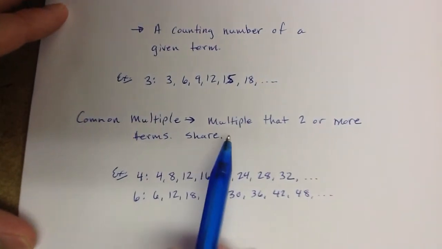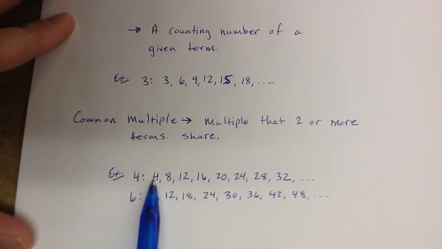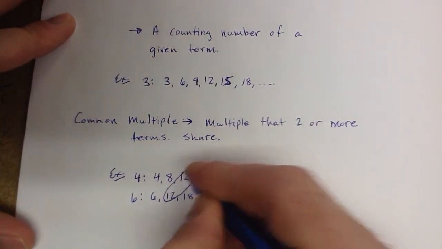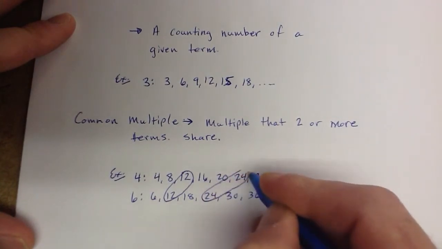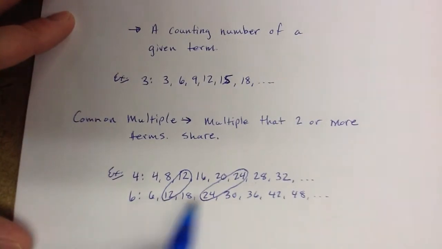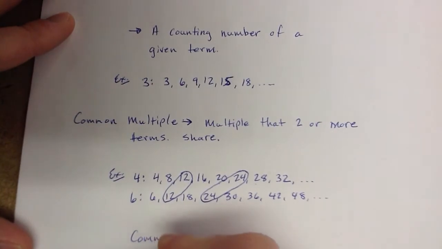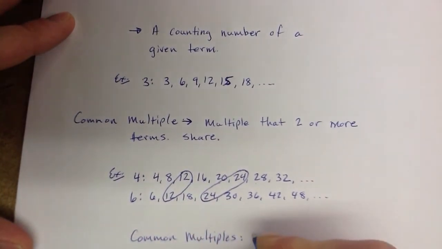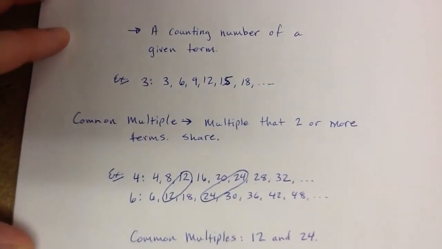Now, a common multiple is a multiple that two or more terms share. So let's see, what's the first one they share? They don't share 4, they share 12. Oh, they share 24. Alright, so it looks like in the first 8 multiples of each, they share 2 common multiples. So we would write the common multiples are 12 and 24.